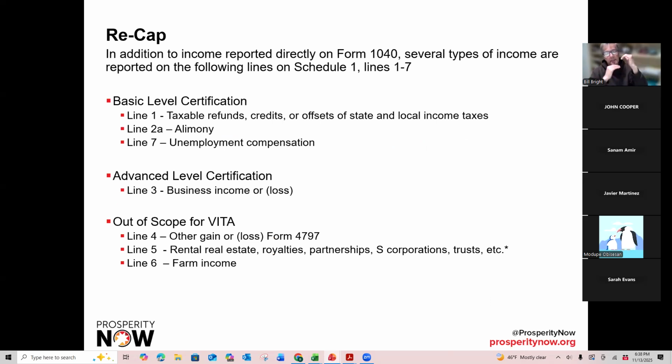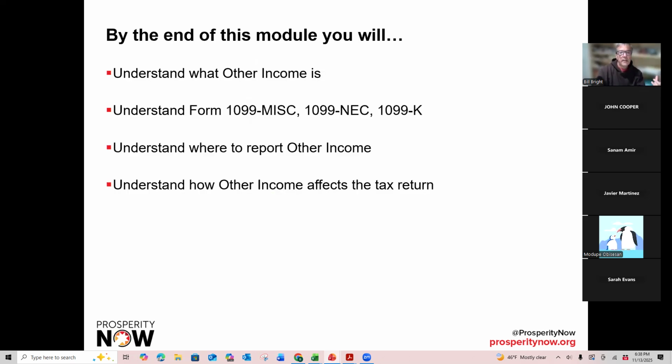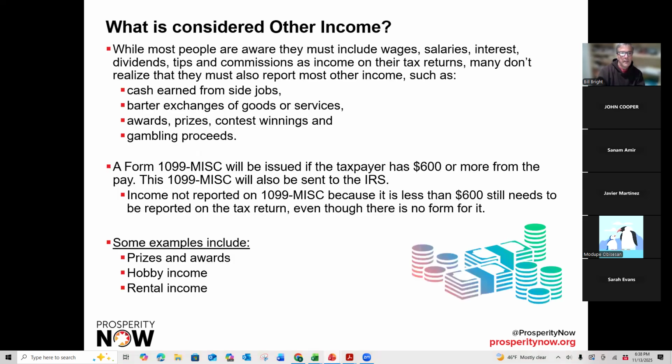Again, these are the basic brackets for basic certification: other types of income, and where it flows. Again, alimony, unemployment, taxable refunds if they were reportable. That's all for basic. Advanced is for business income, and then these other things that are out of scope: rental real estate, farm income, etc. So a little more about other income and how to relate to some of these forms.